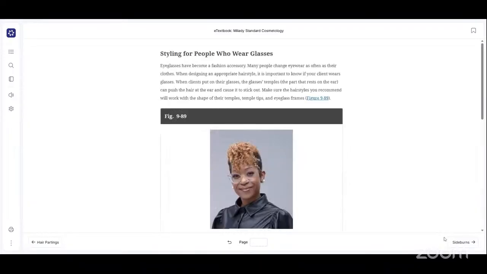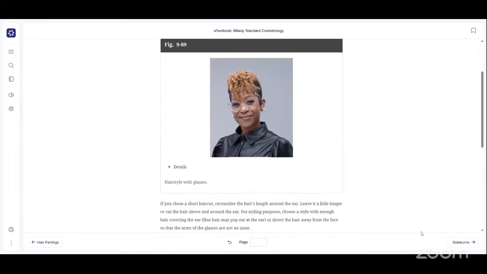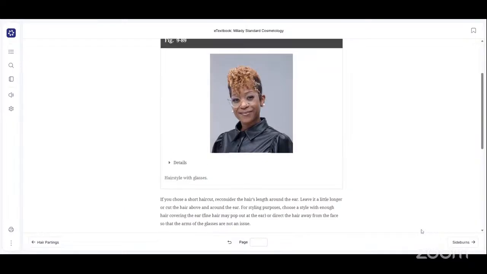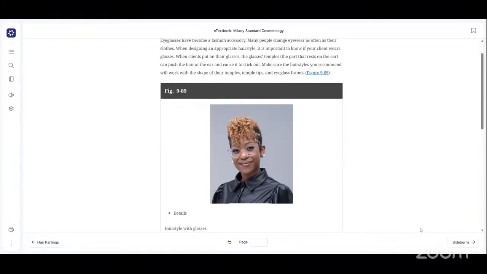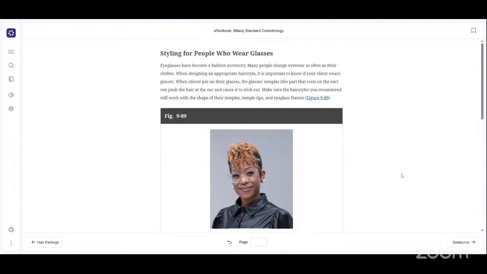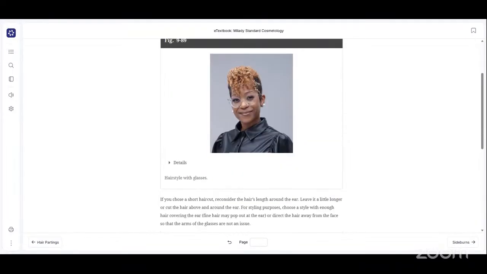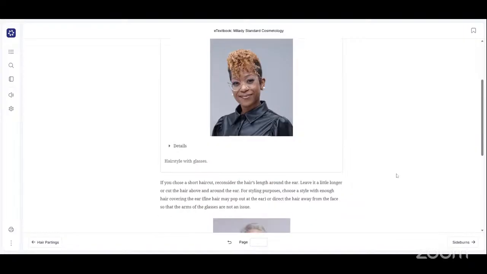Let's look at styling for those who wear glasses. All right. I definitely choose to accentuate the hairstyles. Okay, work with the shape of the temples, the tips, eyeglass frames. I know many of you guys have looked at people with glasses, and those glasses are too small for your face, or they're too big for your face. But also, you have to take into effect that if a person wears glasses, it may change their fringe, it may change their size, it may change overall just how you do the style or what style that you would recommend for them.